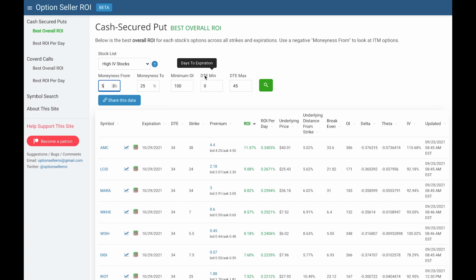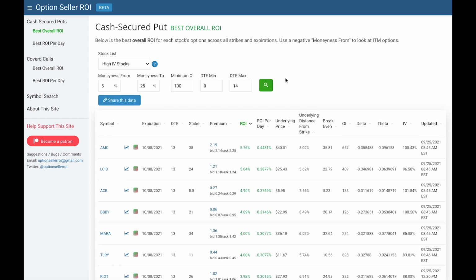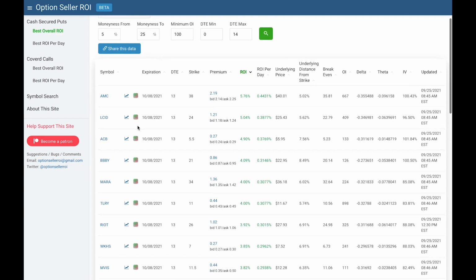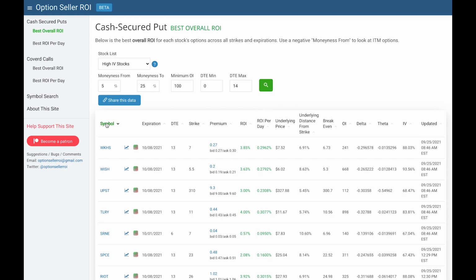And then the days till expiration, the minimum and the maximum range. The way that I trade the wheel strategy is anywhere from 0 to 14 or 21 days till expiration. So we can enter that here. We can just put 14 days, and then we just refresh the list by pushing the search button. All right, and you can see that you have all of your results here that fit your particular criteria. We can sort by any of these headers. Here, let's just sort by symbol.